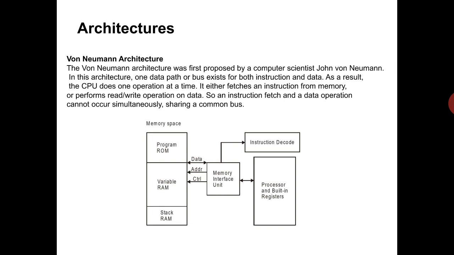This is the block diagram of von Neumann architecture. In this block diagram, there is program ROM, variable RAM, and stack RAM. There are three buses: data bus, address bus, and control bus. In between processor and registers, there is a memory interface unit and instruction decode unit.